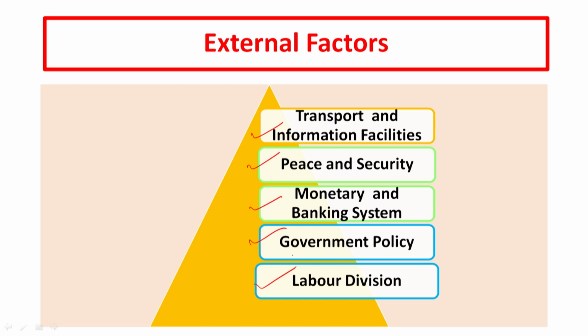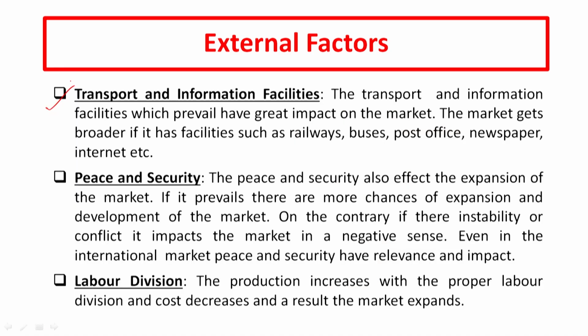As you are able to see, all these 5 points are not in the hands of the individual firms. Like for example, transport is not in the hands of individuals. You talk about peace and security, monetary system, government policy, labor division. These all are not in the hands of individual firms. Now, one by one, we'll be discussing all these 5 factors in detail. The first point is transport and information facility.